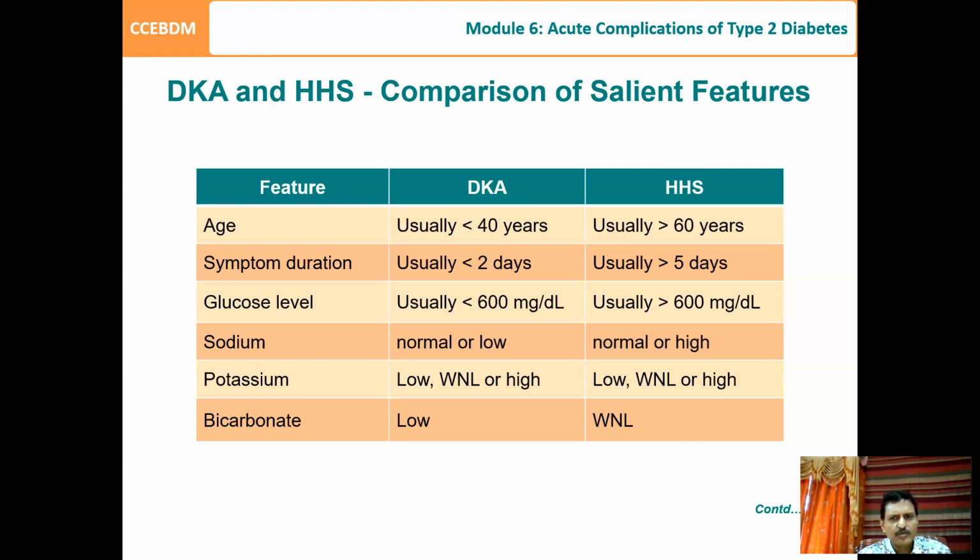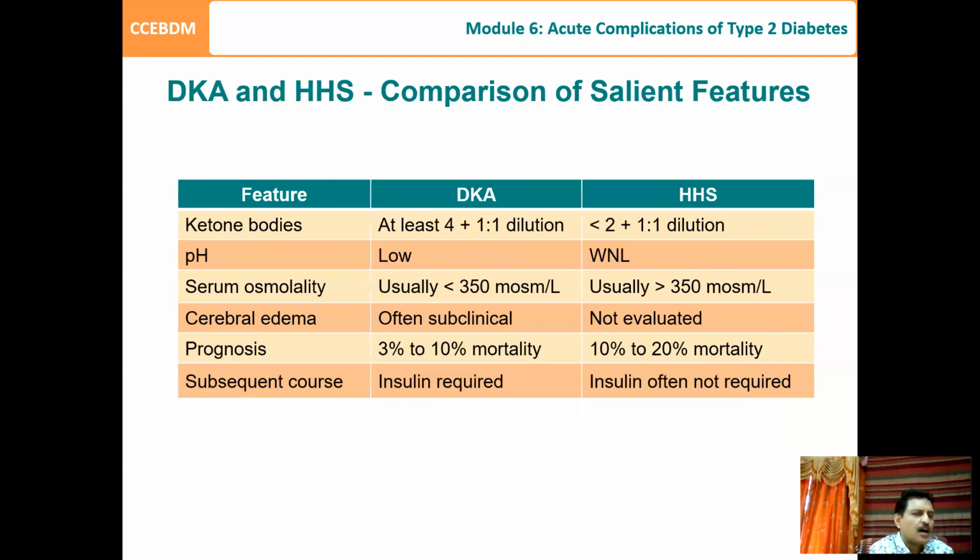Sodium level and potassium level are more or less variable. Bicarbonate level, we don't expect much change if the patient has hyperosmolar coma. Ketone bodies: in DKA, there must be ketone bodies present in the urine as well as in the blood, but in HHS we do not expect ketone bodies. If present, they will be in mild degree.